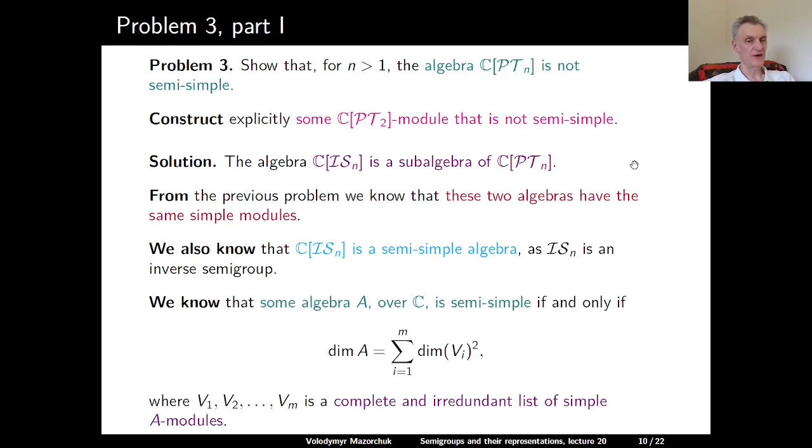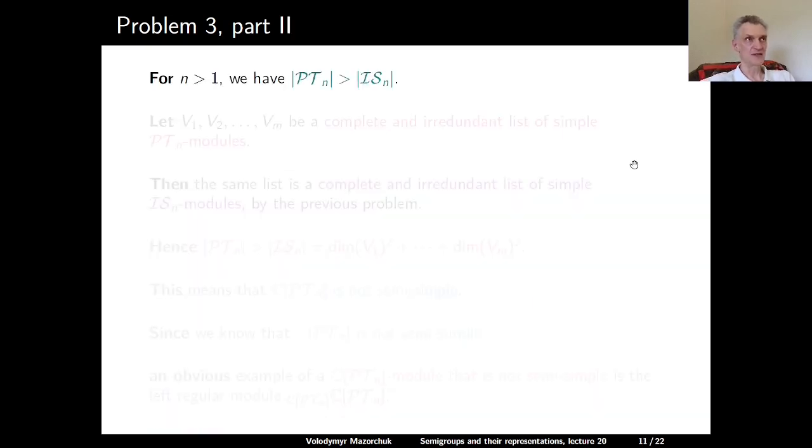We also know that if we have a finite dimensional algebra over the complex numbers, this algebra is semi-simple if and only if the dimension of this algebra is equal to the sum of the squares of the dimensions of its simple modules. So this corresponds to the fact that the only simple finite dimensional complex algebras are the matrix algebras. And for each matrix algebra, the dimension of the matrix algebra is equal to the square of the dimension of its simple module.